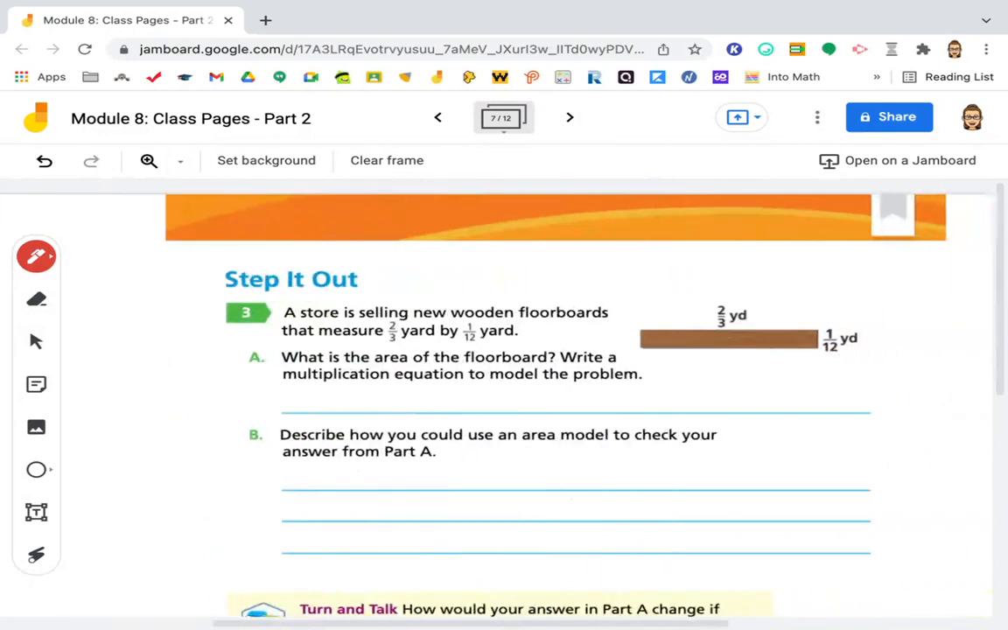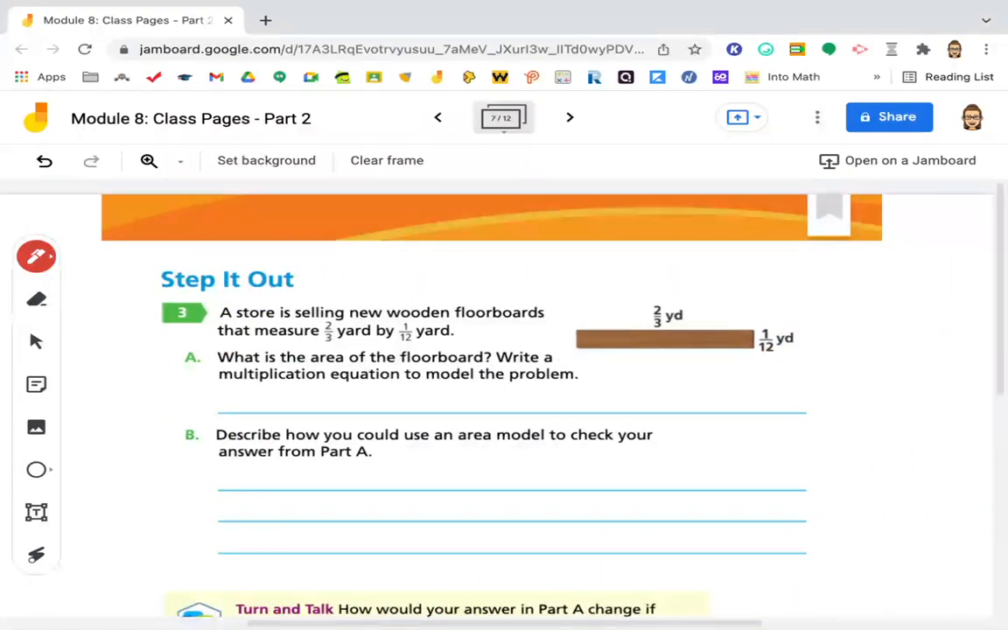A store is selling new wooden floorboards that measure 2/3 yard by 1/12 yard. What is the area of the floorboard? Write a multiplication equation to model the problem. Well, we would have 2/3 times 1/12. We multiply straight across, so 2 times 1 equals 2, and 3 times 12 equals 36. So we'd have 2/36 yards squared.